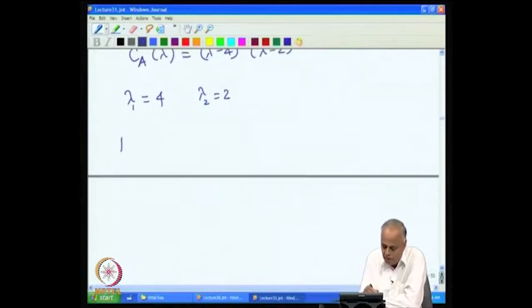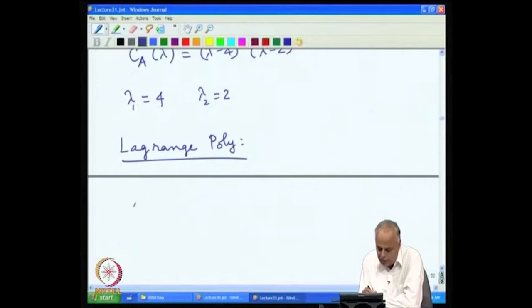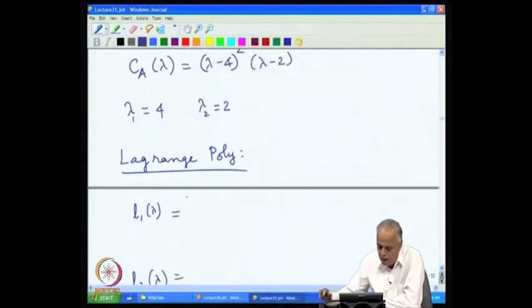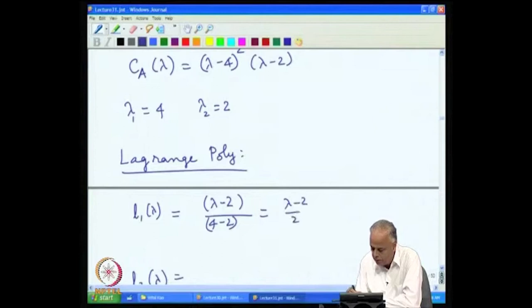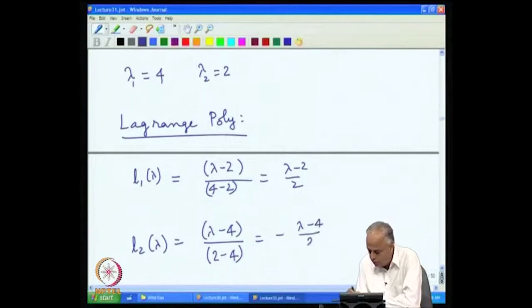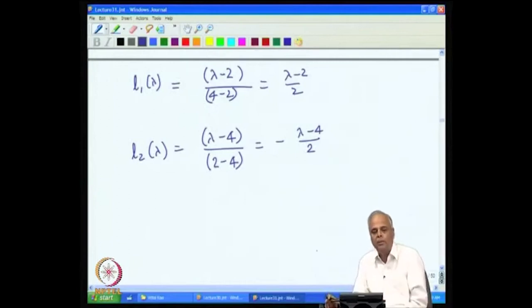Now the construction of the Lagrange polynomials is much easier. Since there are two distinct eigenvalues, there are going to be two Lagrange interpolation polynomials. How do I get the first one? Out of two, I have to remove one of them. So I get lambda minus 2, I should not take the first eigenvalue, I should take the second one, divided by, in the denominator, you replace lambda by the first eigenvalue, which is 4 minus 2, that is 2. To get the second one, skip the second eigenvalue and write only the factor involved in the first eigenvalue, and in the denominator replace lambda by the second eigenvalue, you get minus lambda minus 4 by 2. So, these are the only two Lagrange interpolation polynomials for this matrix, because there are only two distinct eigenvalues.